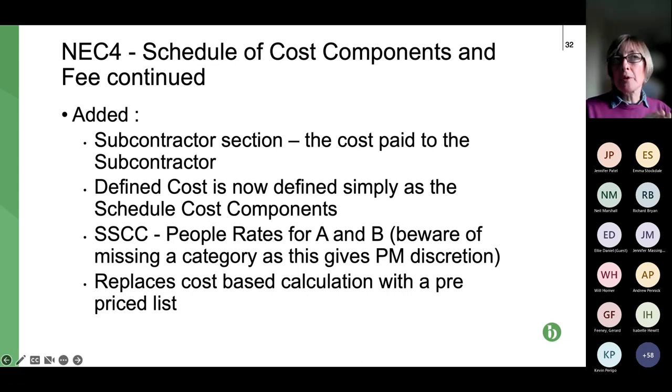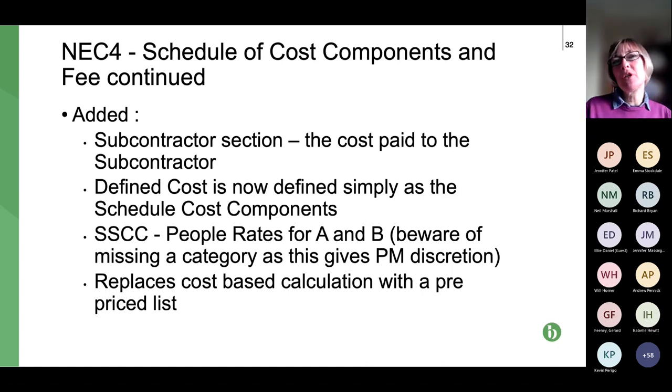And the follow-on from that is this second bullet point down, the defined cost. Rather than being a little bit convoluted, where it referred to the schedules of cost components and also covered off the subcontractor costs, the defined cost definition is now quite simple. It's basically, you know, see schedule of cost components. So I like simple, so it works for me.